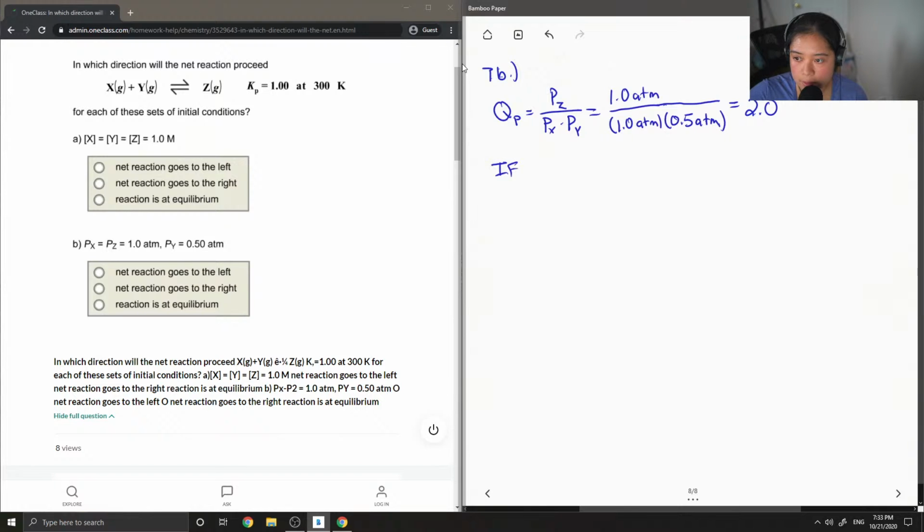So if we know that Kp is equal to 1, then that means Qp is greater than Kp. So therefore this reaction will go to the left.